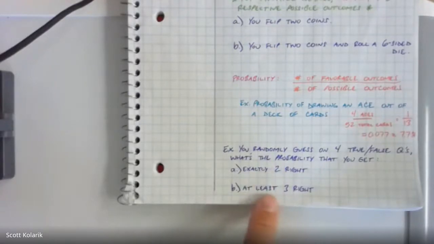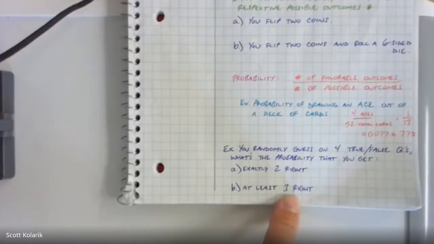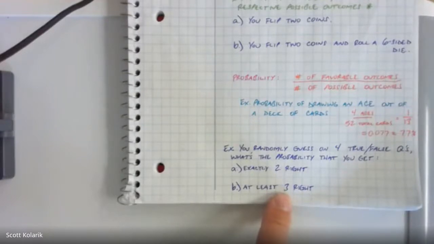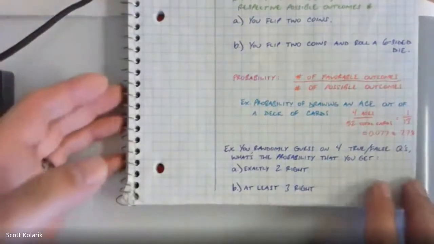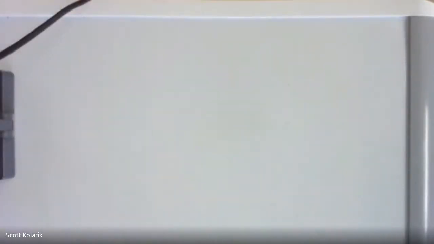In this case, at least 3 actually gives me a range of possibilities, because I could get 3 correct. 3 is at least 3. But I could also get all 4 questions correct, because 4 is also at least 3. So that's just something we have to be aware of, and that will change how we count those possibilities. So let me jump to the whiteboard at this point.